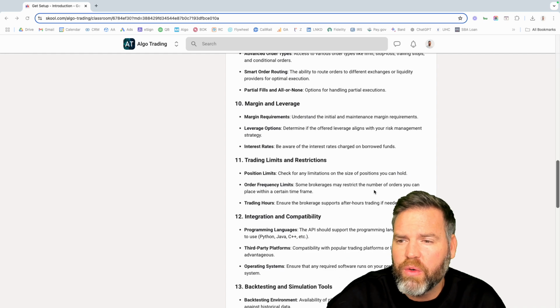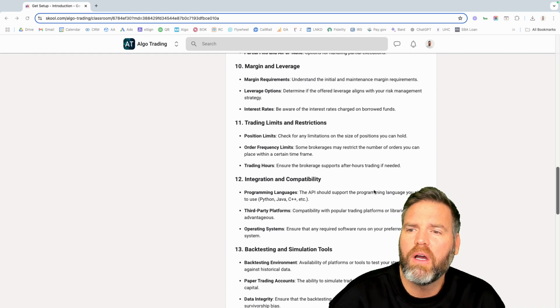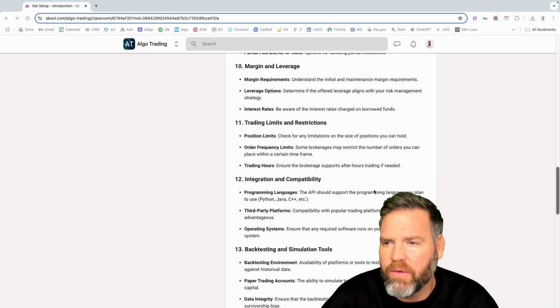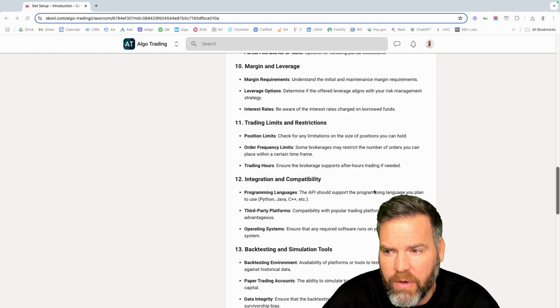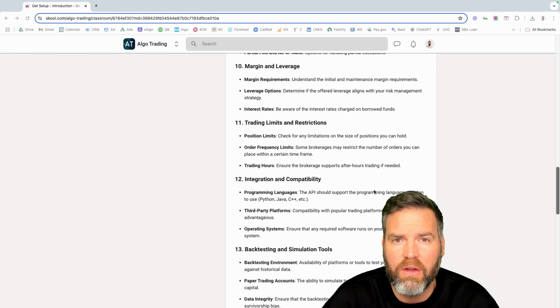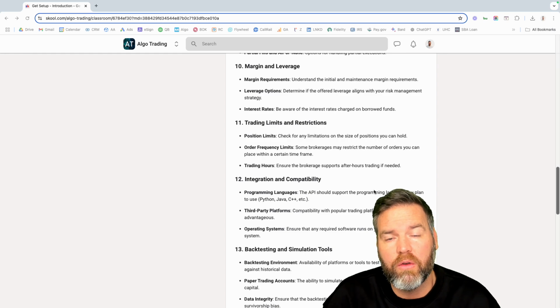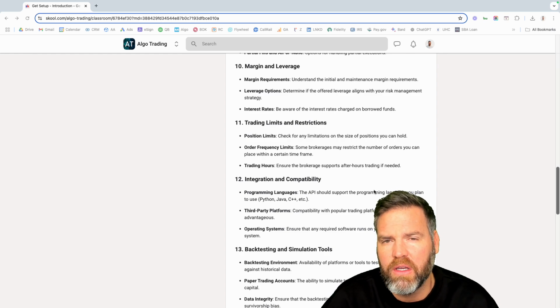So number 11 is trading limits and restrictions. Position limits: check for any limits on the size of positions you can hold. Obviously, that's important. Order frequency limits: some brokerages may restrict the number of orders you can place within a certain time frame. And then trading hours. Ensure the brokerage supports after-hours trading if needed. Obviously, if you're trading futures or cryptocurrencies or forex that trade after hours or almost 24/7, you need to make sure that you're able to trade after hours.